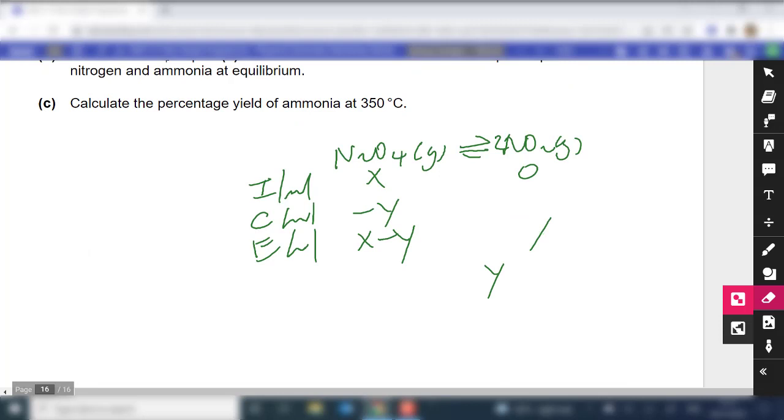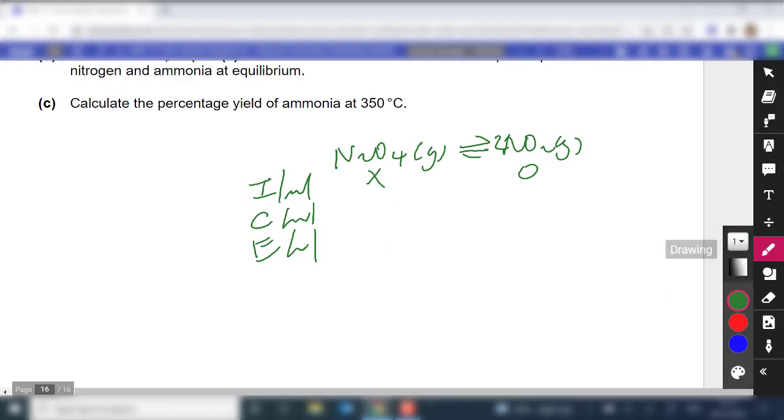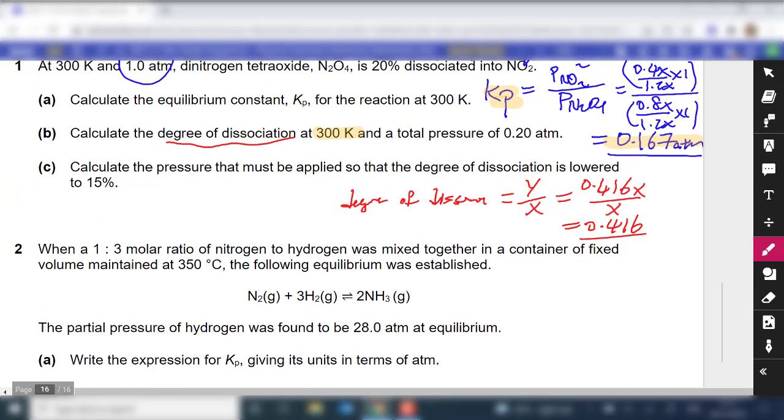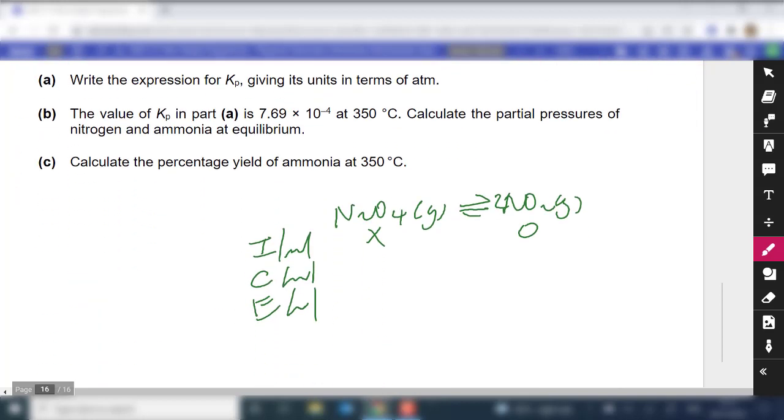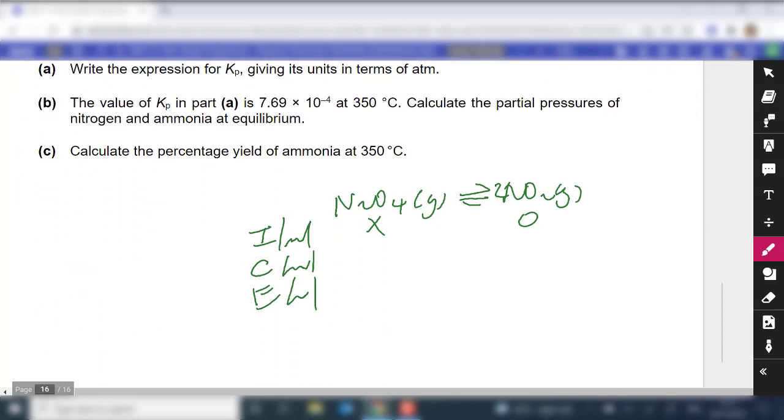Okay, again, we will work in terms of x. So earlier on, it's mentioned here that the degree of dissociation is lowered to 15%, right? So this will be minus 0.15x. So you expect this to be 0.3x. Okay, so equilibrium amount will be 0.85x. So this will be 0.3x.